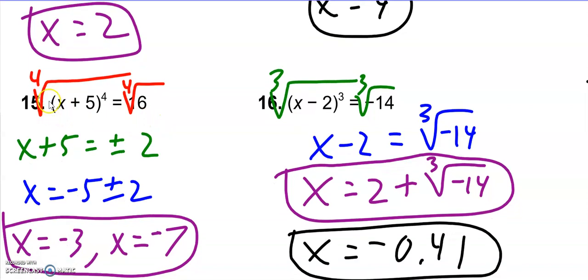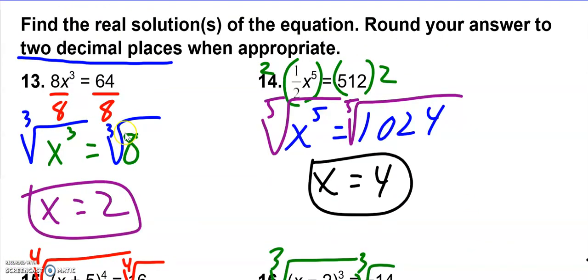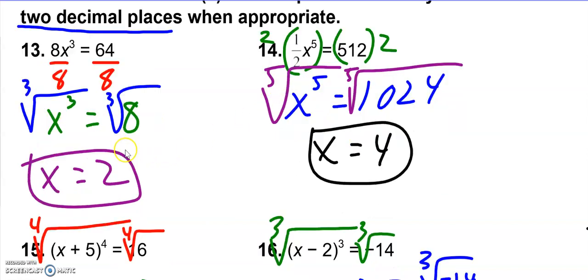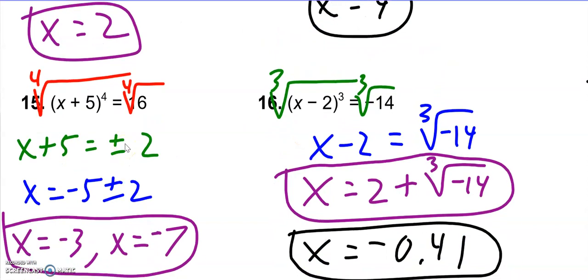Number 15. Here there was nothing to do in terms of multiplying or dividing to start with, since the entire quantity was raised to the 4th power. So the very first thing I do is the 4th root of both sides. Since this is an even index root, now I need to do the plus or minus. Notice on problems 13 and 14, we had odd index roots, so odd numbers. Not that they were strange, that's not what I mean by odd. So I need plus or minus.